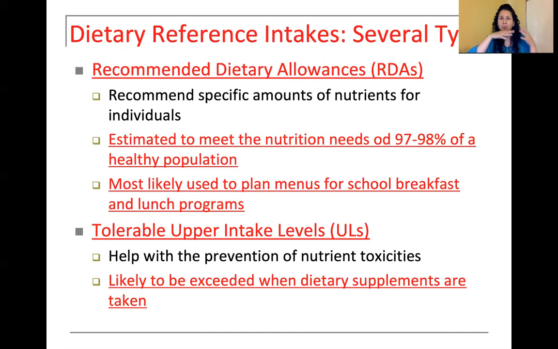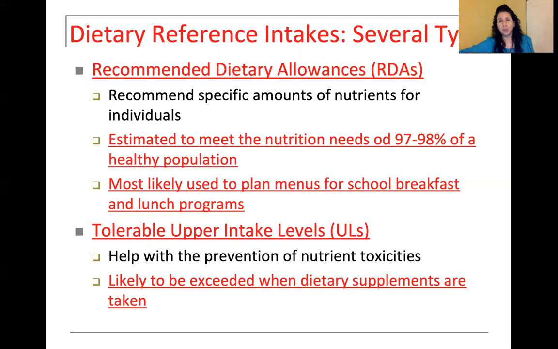RDAs is what we use to set our meal planning for our public education system and for most of our various school type functions. So we use these guidelines because we know statistically they're capturing, again, 97, 98% of the population. And so if we follow these guidelines, we're targeting almost everyone to be healthy. And so our school lunches, school breakfast programs, all those programs are based on the RDAs, right?